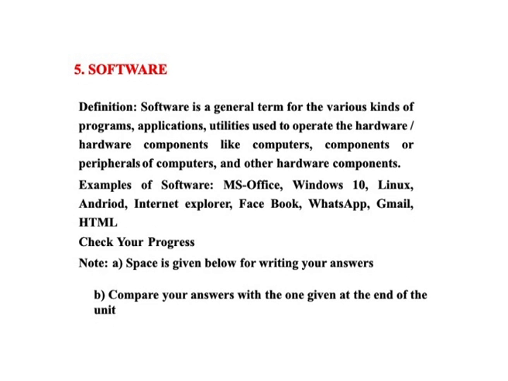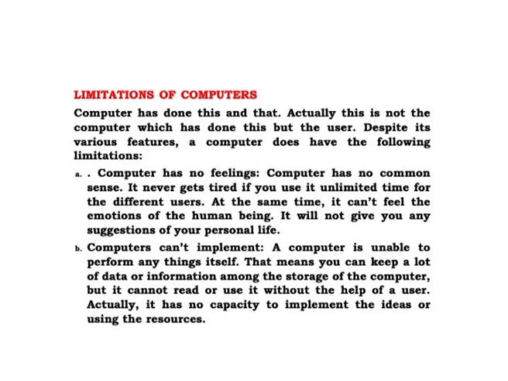Coming to software, without which the computer cannot run, it is like the heart of the computer. Software is the general term for the various kinds of programs, applications, and utilities used to operate the hardware and to make the hardware components function in a proper manner. Examples of software are operating systems, Microsoft Office, Windows 10, Linux, Android, Internet Explorer, Facebook, WhatsApp, Gmail, HTML; the list is unlimited. Let's look into the limitations of computers.